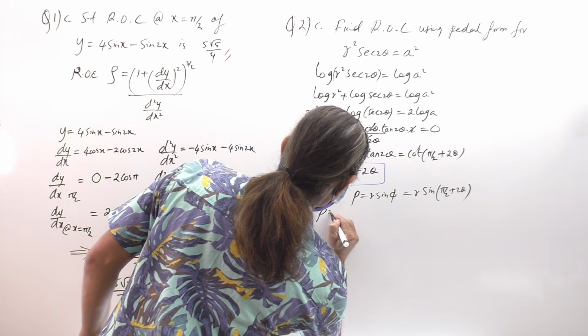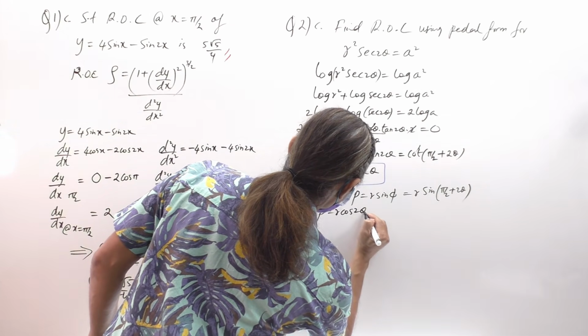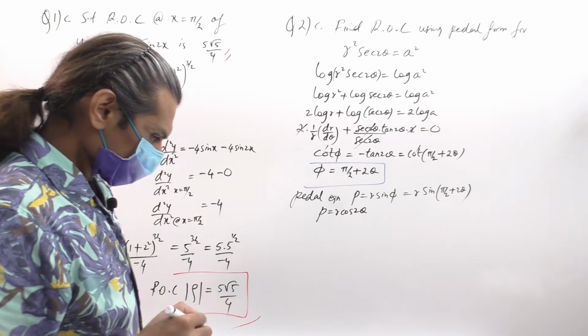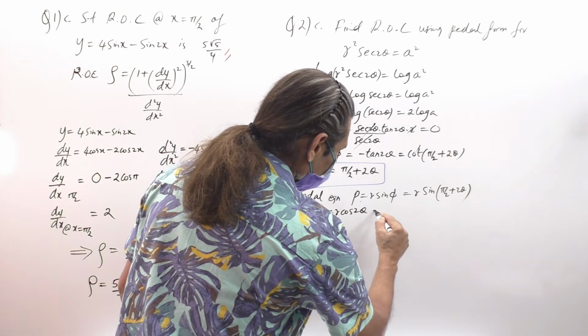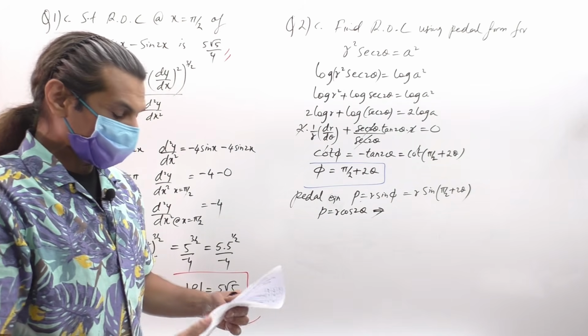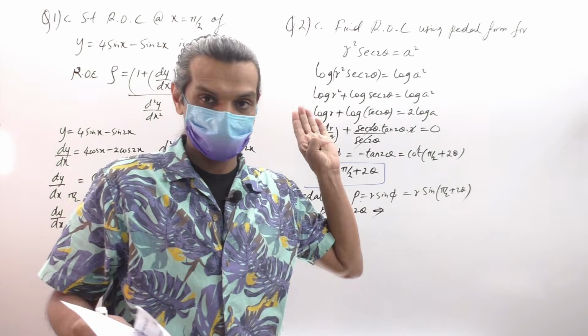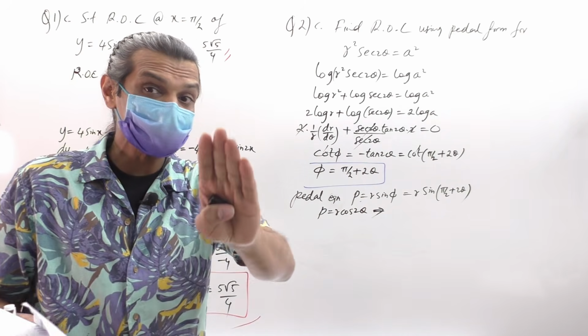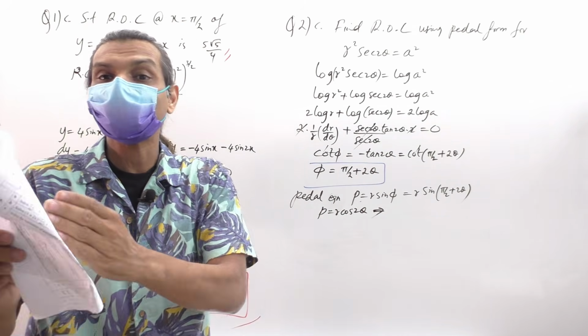So we have p is equal to r cos 2 theta is the pedal equation. Fine. So we have the pedal equation now. Now remember, pedal equation should be constant. Should be what? Constant. Always. Pedal equation is always constant. p is the length of perpendicular from pole to tangent.